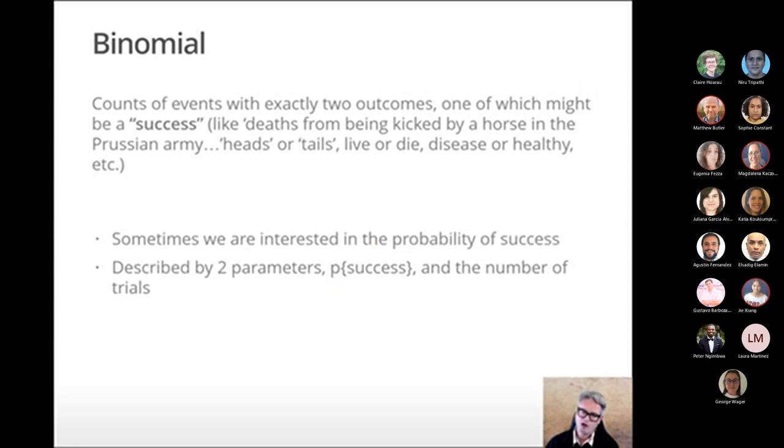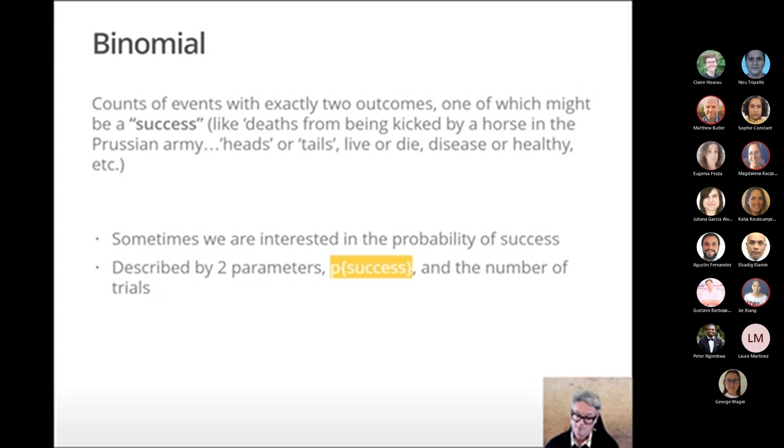We describe the binomial with two parameters. One of them is the probability of a success in a single experiment or trial, and the second parameter is the number of trials that we do, or the number of experiments. We only need to know the probability of success, but there's a probability of failure too, isn't there?